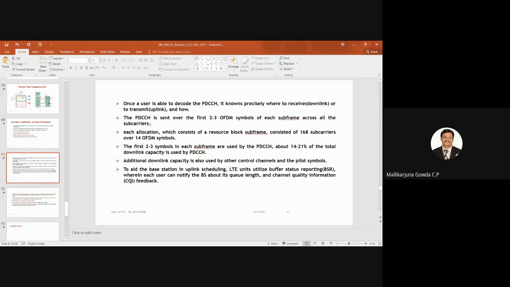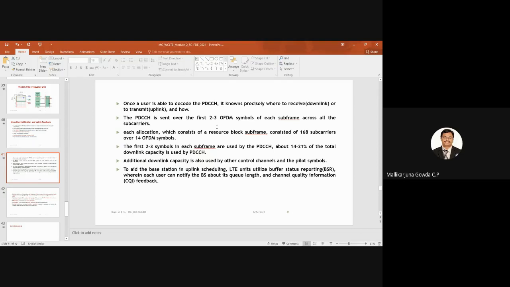As I said, the PDCCH is sent over the first 2 to 3 OFDM symbols of each subframe. As I repeat once again, one subframe will have 2 time slots, that is 14 OFDM symbols. Each time slot will have 7 OFDM symbols. Out of 14 OFDM symbols, 2 to 3 OFDM symbols will be carrying information about what?